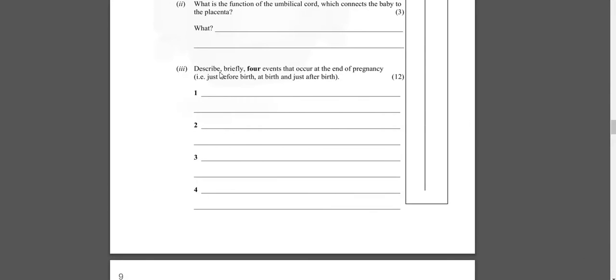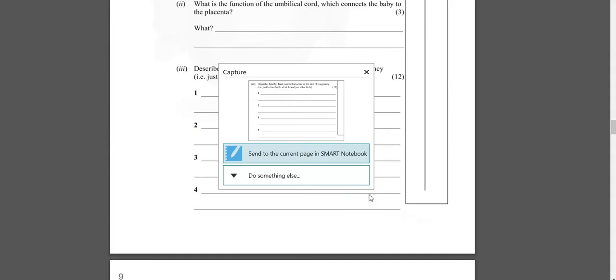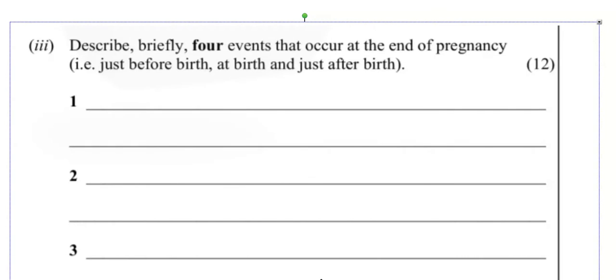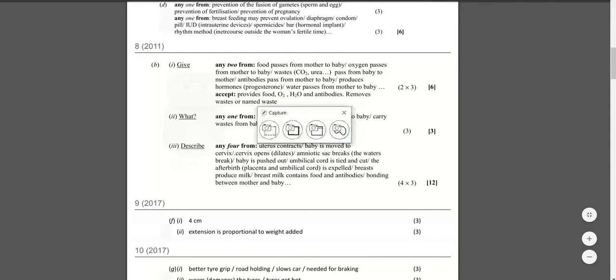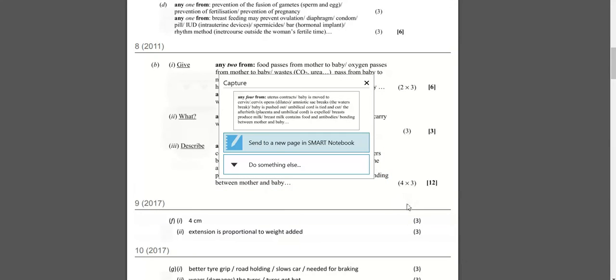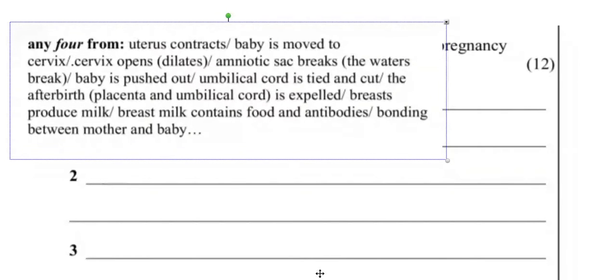Describe 4 events that occur at the end of pregnancy, just before birth. Okay, so we're describing the parts of pregnancy. So here we are. And what I'm going to do once again is just grab it from the marking scheme. Okay, and here it is. So we'll have a look at this part here. This is usually worth 12 marks, this type of question. Okay, and we'll lob it in here.